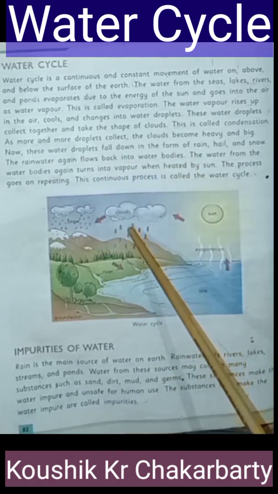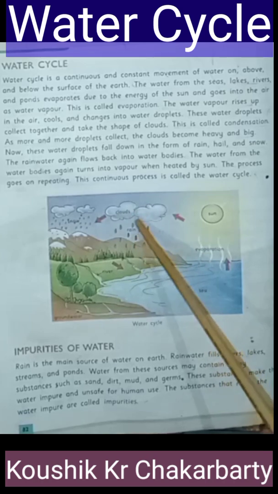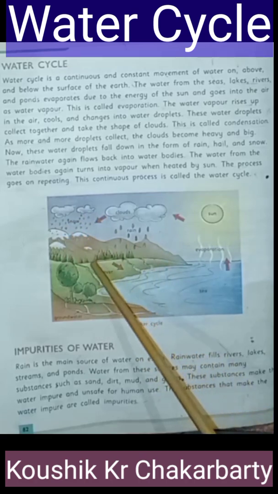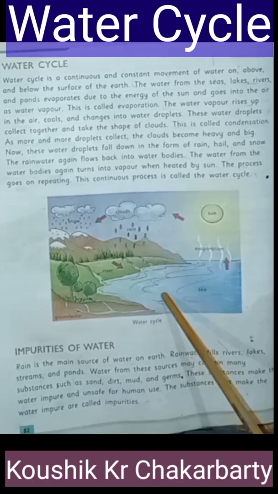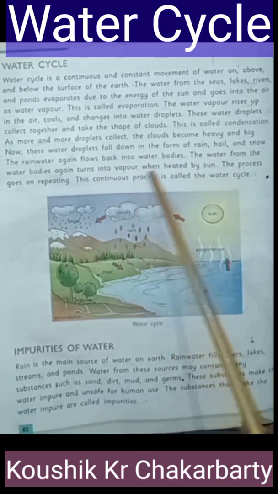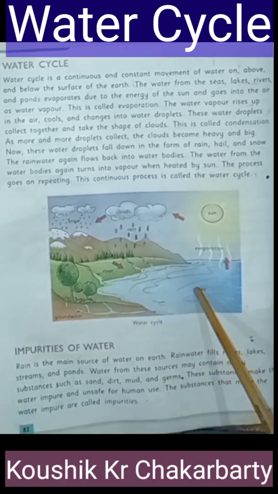Now see, this cloud is coming down through rain, right? ये rain के रूप में गिर रहा है, ये snow के रूप में गिर रहा है, and this one again collects in the seas or in the rivers or in the lakes. The water from the water bodies again turns into vapor when heated by the sun. Again this one is collected here. Again the same process is going on.